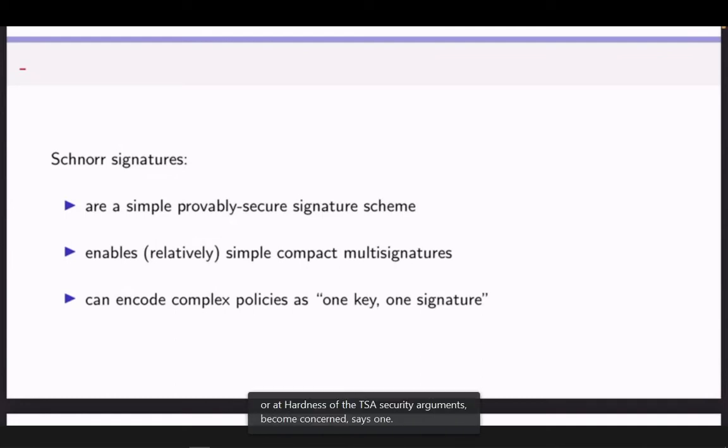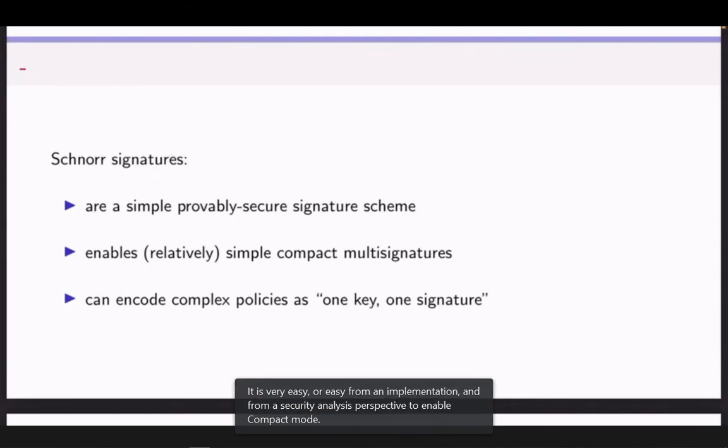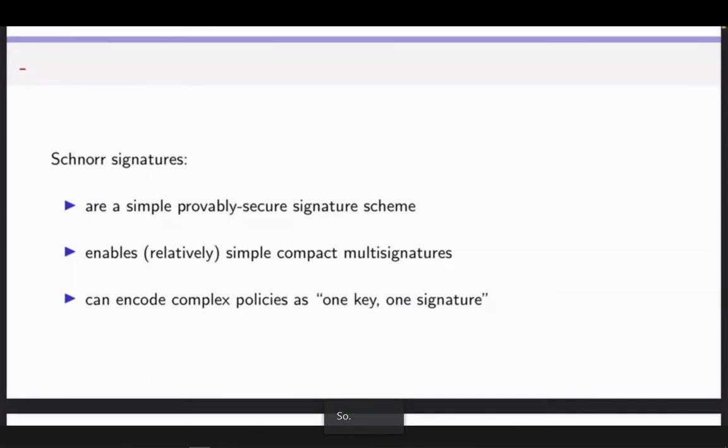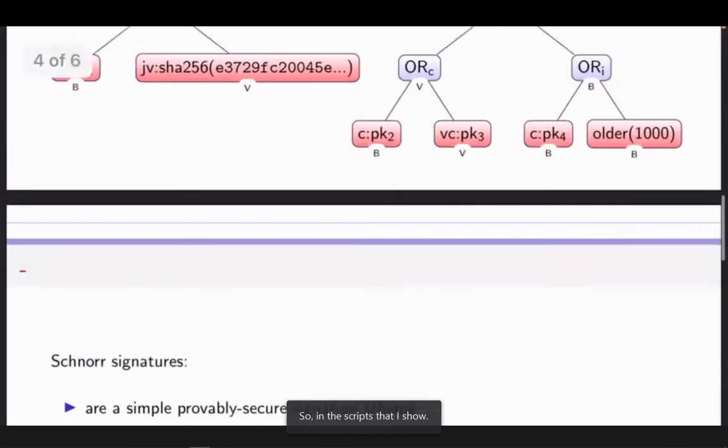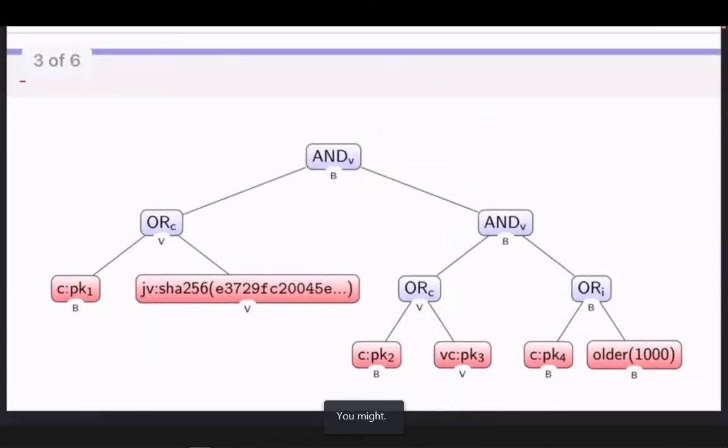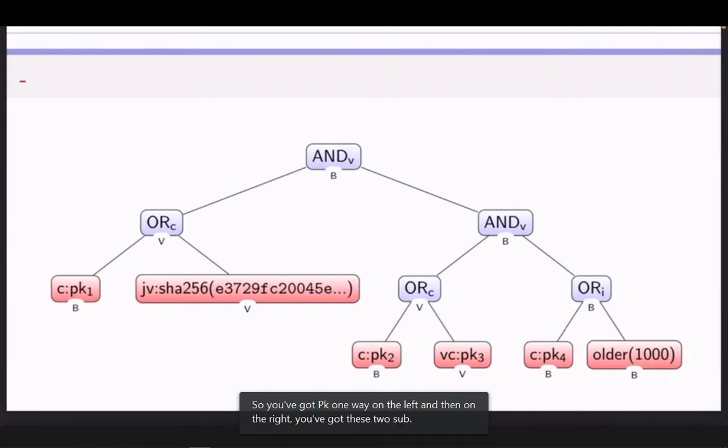So that's one thing about Schnorr. That's a bit academic. A couple more practical things, though, are that with Schnorr signatures, it is very easy, from an implementation and from a security analysis perspective, to enable compact multi-signatures. So in the script that I showed in the last slide here, you might count, there are actually four different keys here. So you've got PK1 way on the left, and then on the right, you've got these two sub branches. One has PK2 and PK3, the other has PK4.